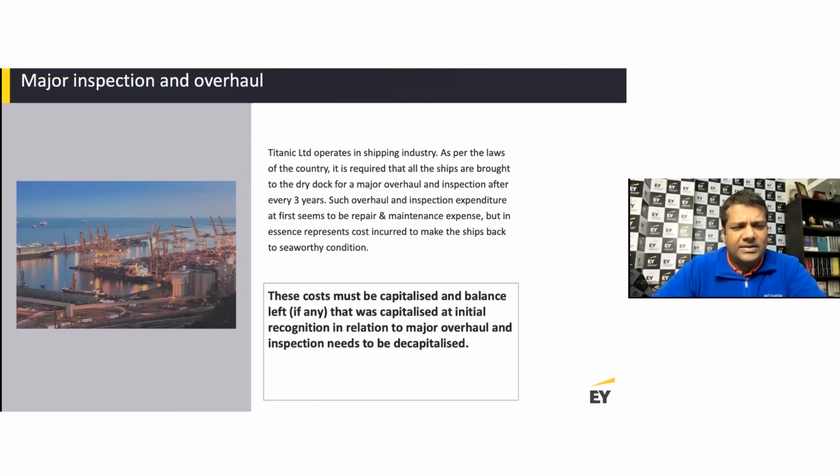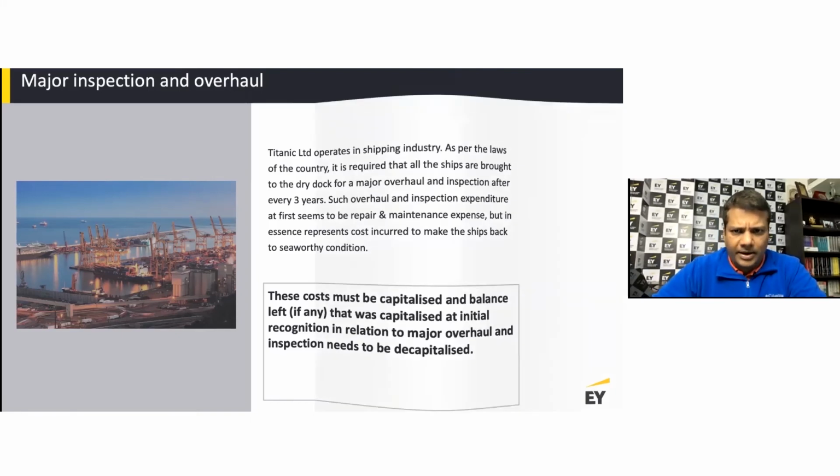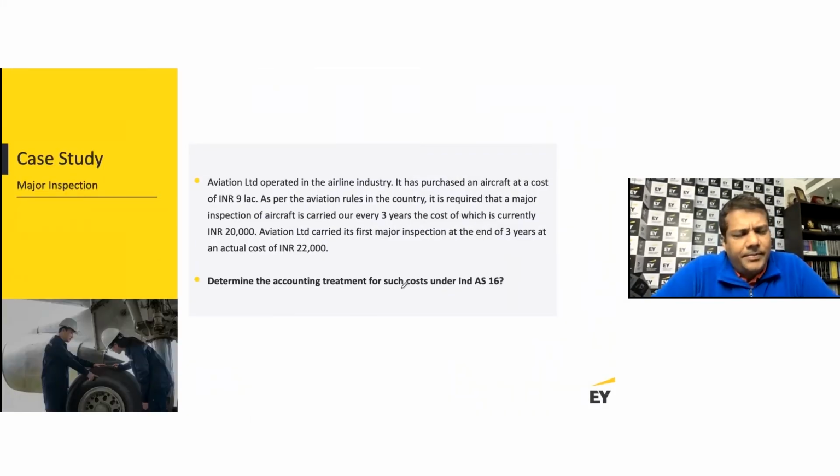All right, let's try and understand this with another example. Let's look at this case study in relation to major inspection and overhaul with some numbers now. Aviation Limited operates in the airline industry. It has purchased an aircraft at a cost of INR 9 lakhs. As per the aviation rules in the country, a major inspection of the aircraft is required every 3 years, the cost of which is currently INR 20,000.